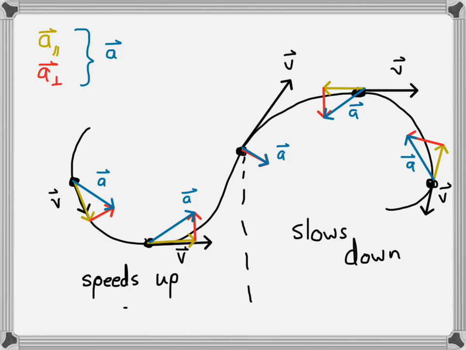I want to end this by erasing those acceleration components so you can visualize what the velocity and acceleration vectors look like on their own. So here I go, doing a little erasing. There we go. Now you can see what the velocity and acceleration vectors look like on a general path.